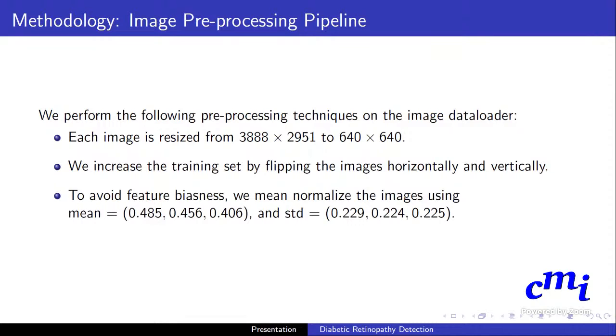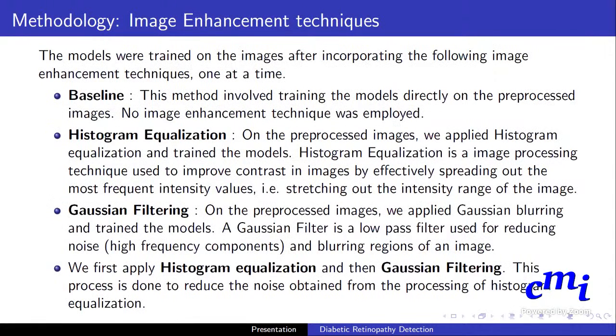and it also enhances the ability of the model to generalize. Lastly, before random flipping and rotation of the images, each image is mean normalized using the following mean and standard deviation to avoid feature bias and to speed up the training time. Next, we move on to the image enhancement techniques that are performed for each of the models being trained. In the beginning, we simply train our model on the preprocessed image without enhancing any of the images.